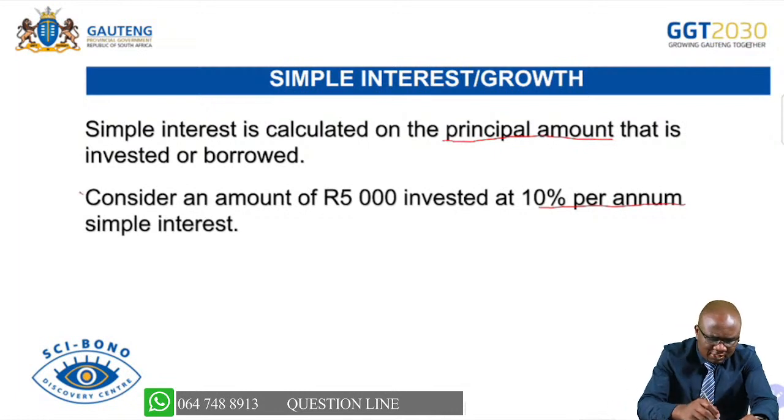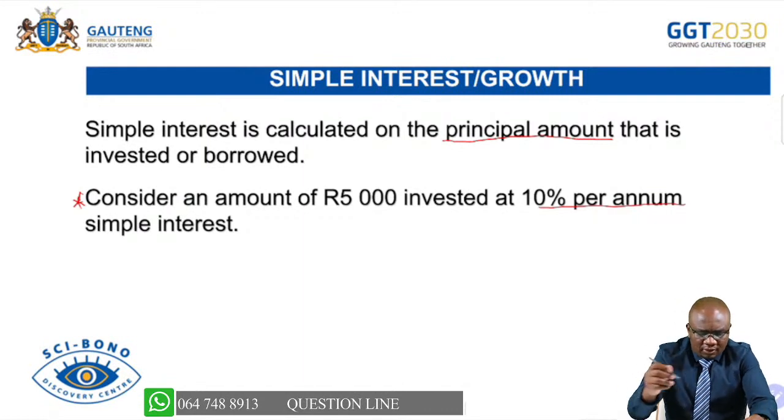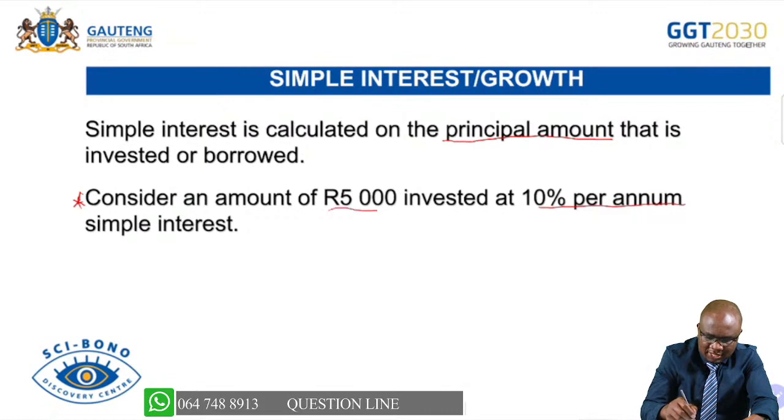Right. If you look at this statement here, what is the principal amount? Answer that question. I want you to answer. Even if you are alone, just say the answer. What is the principal amount here? Which is the 5,000. Right.